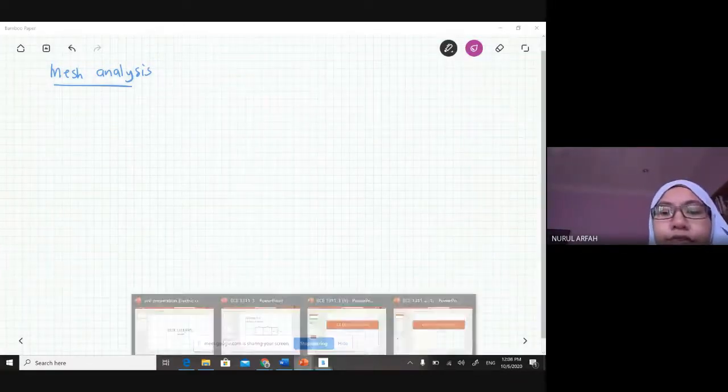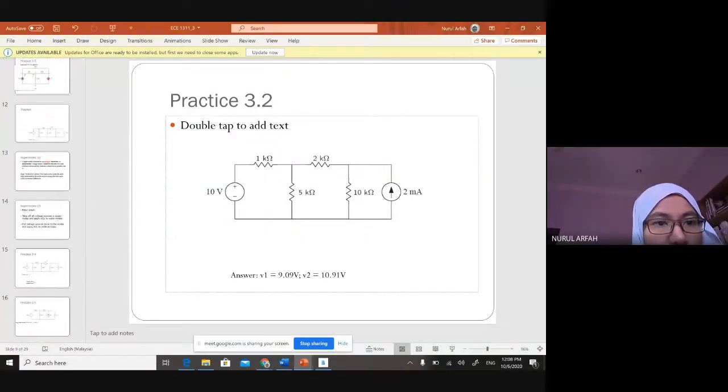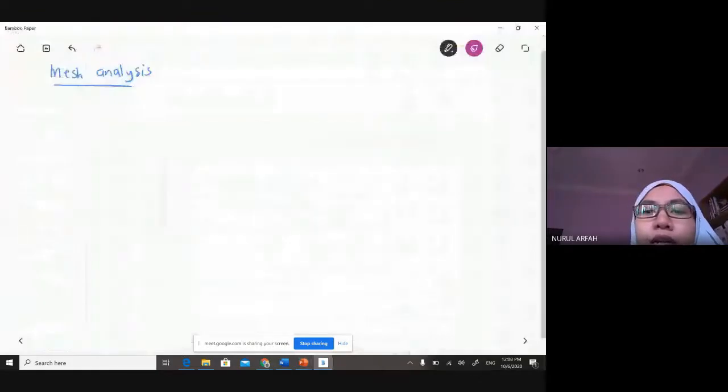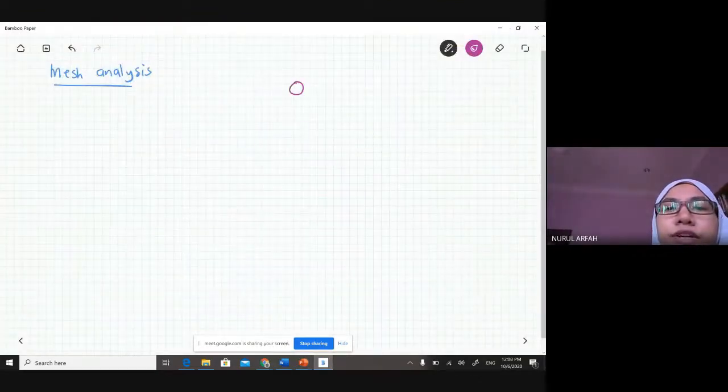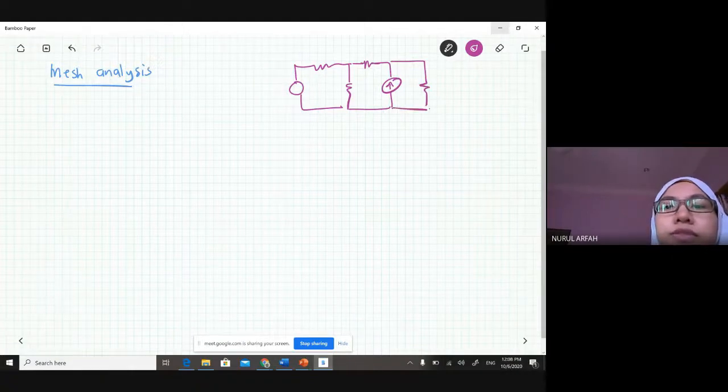Mesh analysis. If you look at your circuit, where is the mesh example? Okay, something like this. Alright, mesh analysis is when you have, this is by example, something with a current source, some resistor, and maybe this is 3 volt.